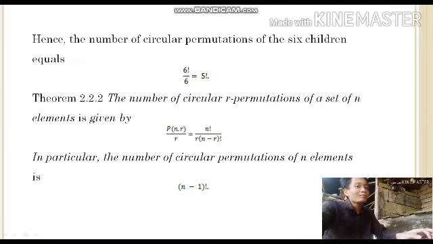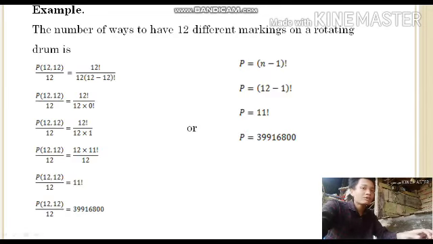Next is theorem. The number of circular r-permutations of a set of n elements is given by P(n, r) over r, which equals n factorial over r times (n minus r) factorial. In particular, the number of circular permutations of n elements is (n minus 1) factorial.